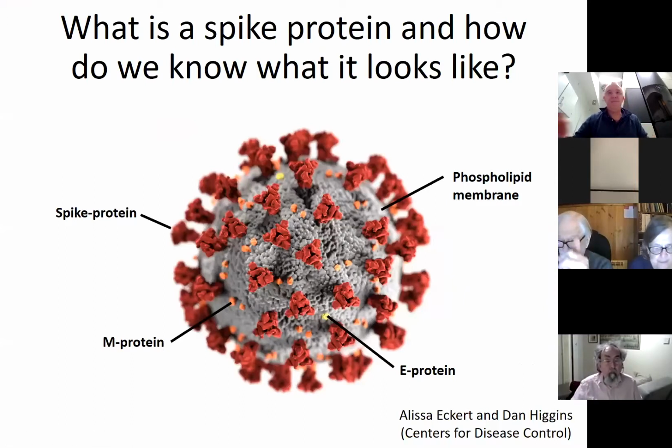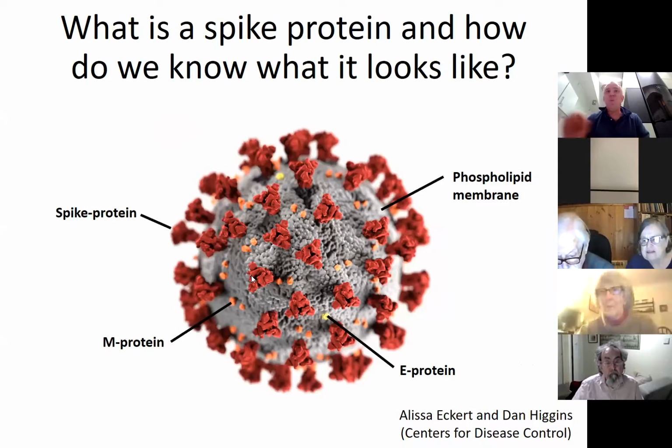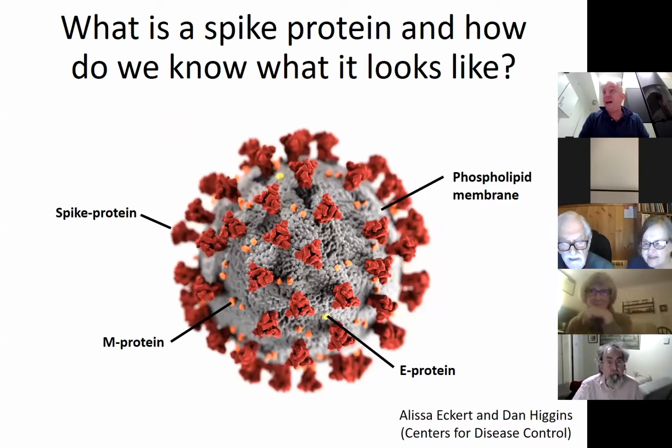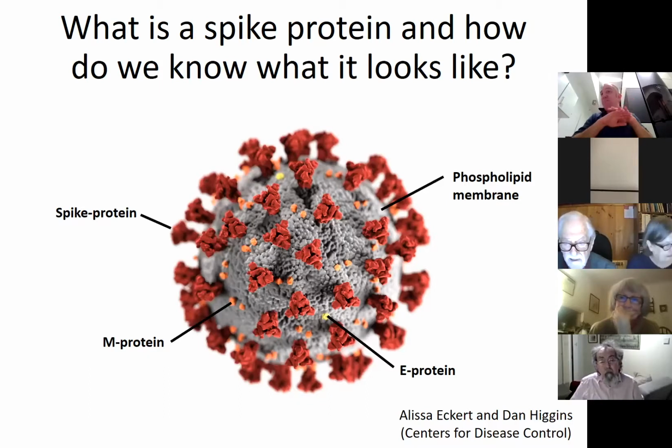Perfect. Okay, so I think many of you will have seen this picture. We've used it a lot for the COVID support group, and it's been all over the news. It is actually a fairly accurate representation of what a coronavirus looks like. In red, you've got these spike proteins, which will be the subject of today's talk. In grey is the phospholipid membrane, which is the same type of membrane that covers all of our cells. And then in orange and yellow are two other types of proteins called the N protein and the E protein.